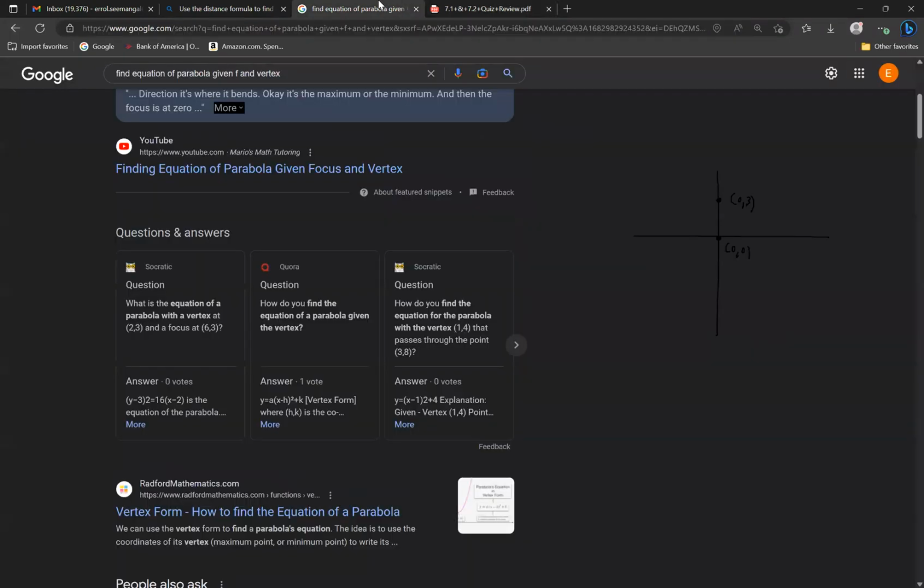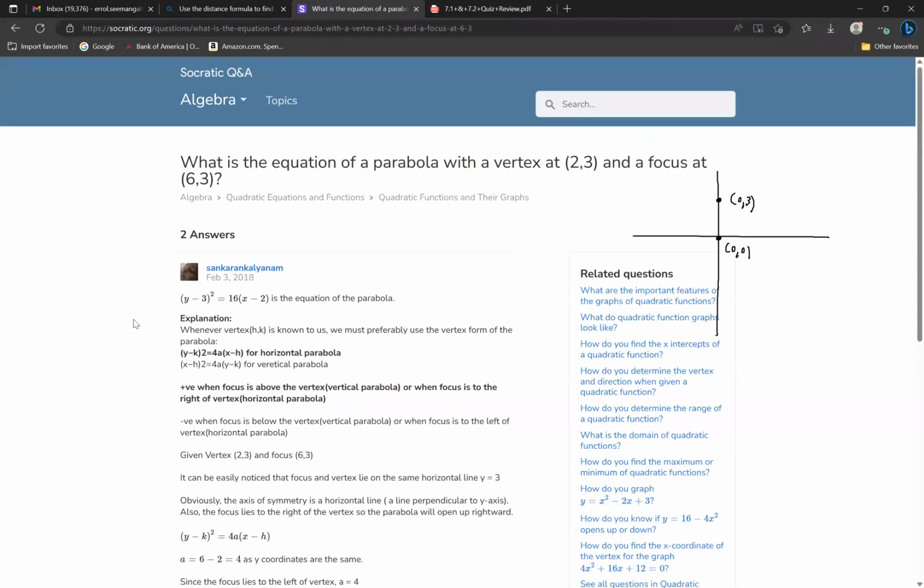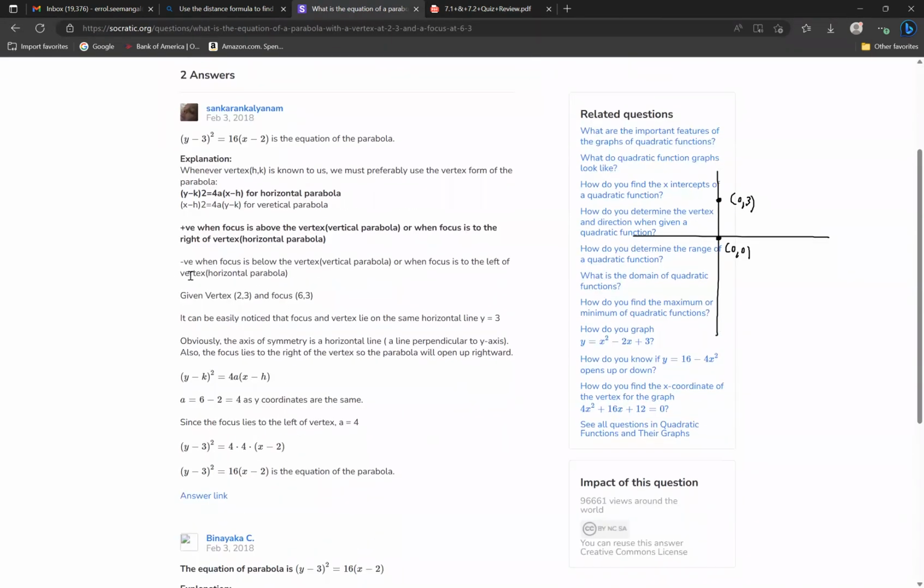Focus and vertex. Is this focus and vertex? Yeah, it's just like this one. All right, so let's see here. Whenever a vertex is known to us, we must preferably use the vertex form of the parabola. Put this on your cheat sheet for Wednesday.